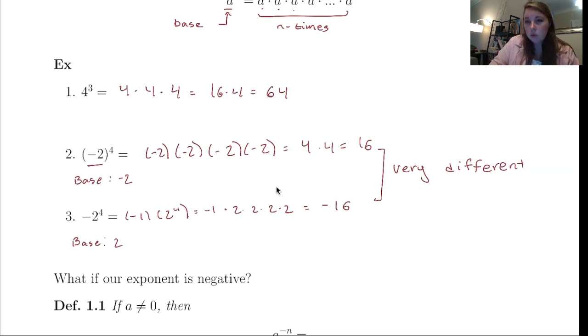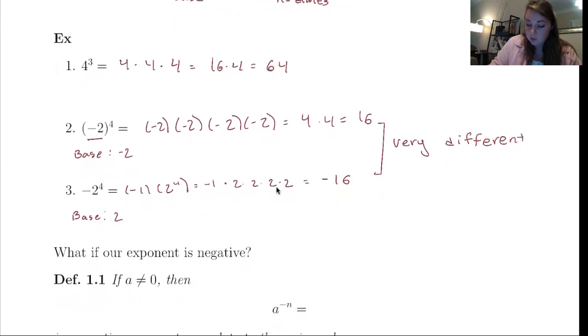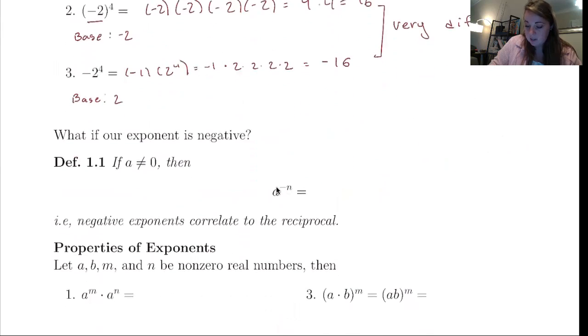Okay. So those were all cases where our power was a positive number, 3, 4. Remember, we're only doing whole numbers right now, so they're all integers. And we talked about if the base is positive and negative, and how to specify that negativity in the base, right? So what if our exponent is negative?